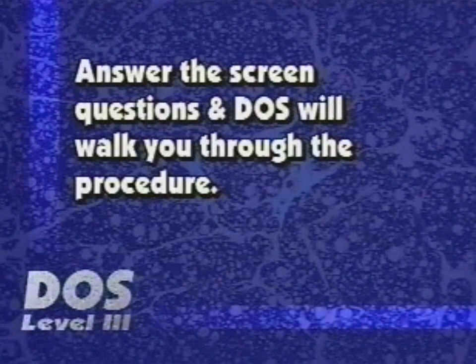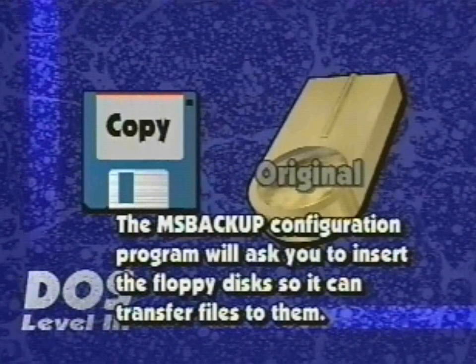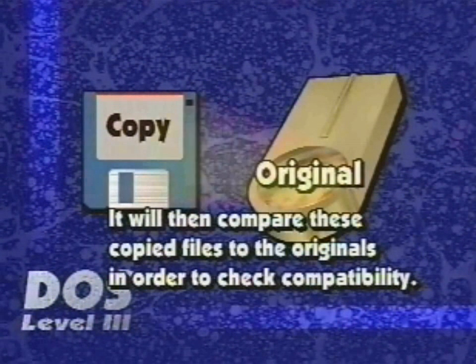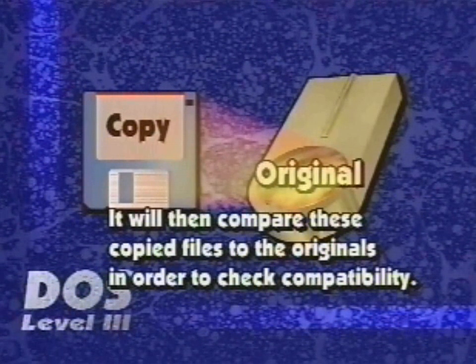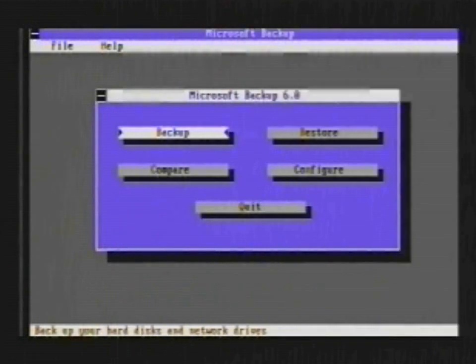Answer the screen questions and DOS will walk you through the procedure. The MSBackup configuration program will ask you to insert the floppy disks so it can transfer files to them. It will then compare these copied files to the original on the hard drive in order to check compatibility. Once the configuration is finished, you will be given the first screen we saw where everyone can start a complete or partial backup of your hard drive and its files.